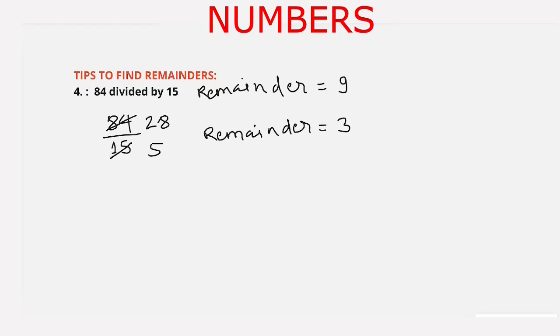I hope you have understood the mistake which people can make by writing 84 upon 15 and cancelling it by 3. So we should not do it like this. We have to actually divide 84 by 15 and whatever remainder we get, we have to write that remainder. We must not make the mistake of cancelling it. We go to the next example to learn this tip properly.